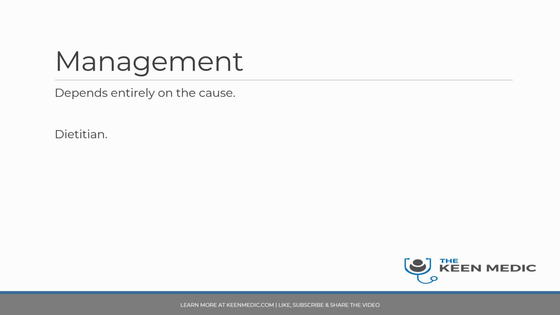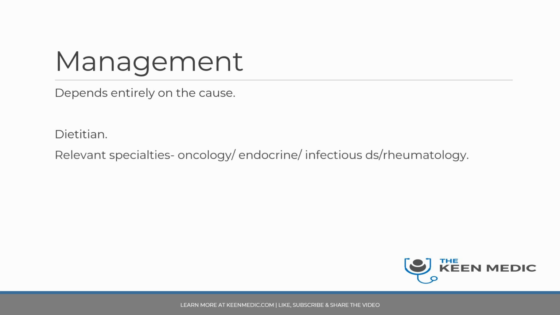As for managing further, this would again depend, as I said, entirely on the cause, and you may need oncology input if you found a malignant cause, or endocrine if you think that the patient has got hypothyroidism or diabetes, infectious diseases for things like TB and HIV, rheumatology if they've got SLE or systemic sclerosis. So I hope that makes sense, guys.